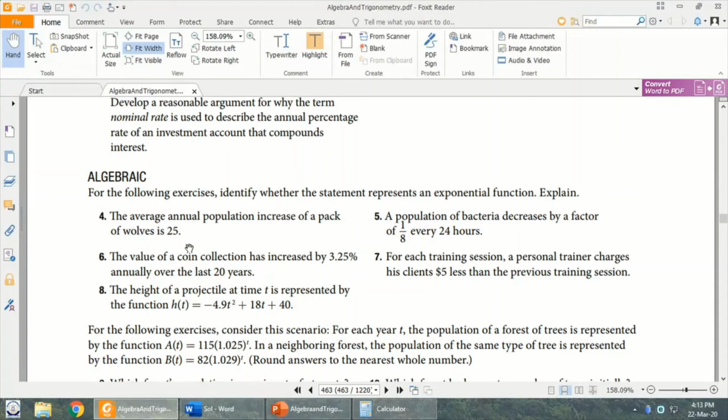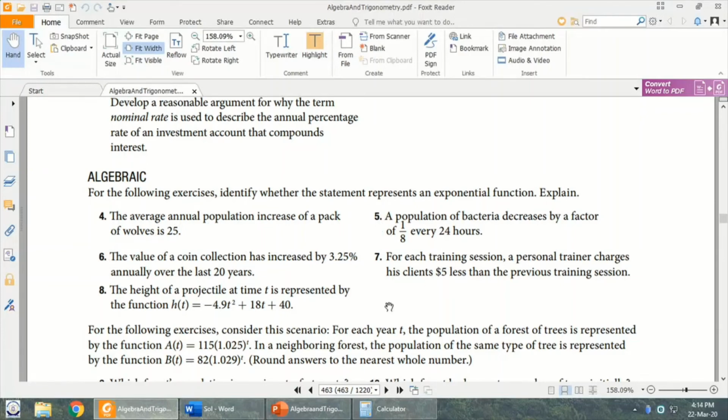Now next you have the average annual population increase. What are they asking for? They ask you to identify whether a statement represents an exponential function. If you see, the average annual population increase of a pack of wolves is 25. This change is spread over the entire domain, and it is a constant increase of its original value. So this is not an exponential function, it's a linear function.